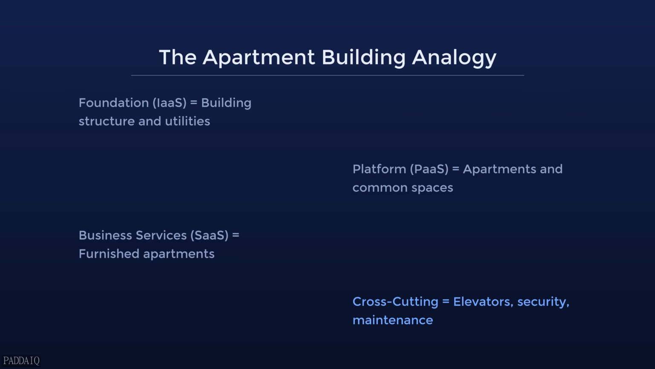Cross-cutting is equal to elevators, security, maintenance. These are shared services used by all tenants, not tied to one apartment. In BTP, this includes logging or user authentication, services every app uses. For example, security ensures only authorized users access any application. These foundational services support all solutions uniformly across the platform.